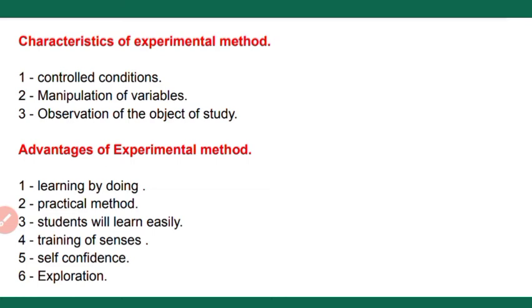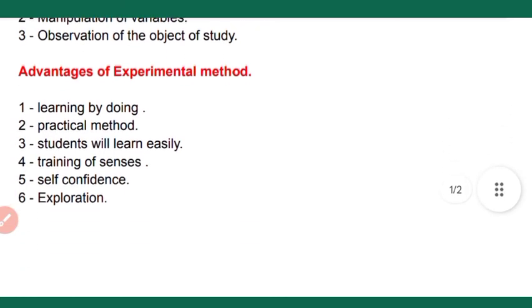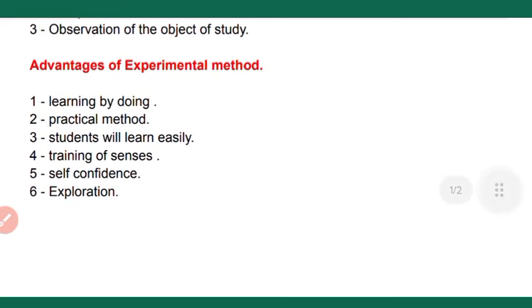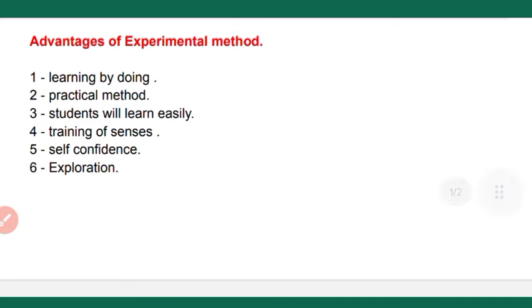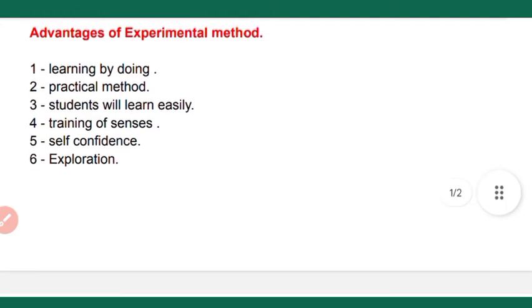Student will learn easily because students get to see all those things, touch all those things here, so they will learn very easily. Training of senses. So basically all those senses like ears and eyes are getting trained, because students see, hear and touch also. So it is training of senses. Self confidence. So it helps in boosting up confidence of students. Last one is exploration. So students get to discover many new things. So that way they are exploring themselves also with the help of this method, experimental method.